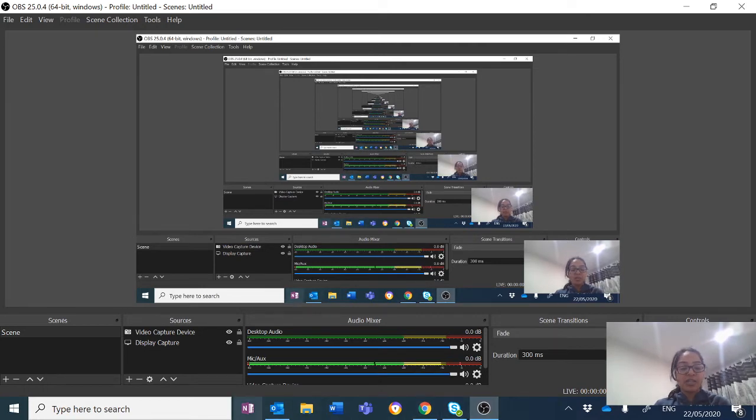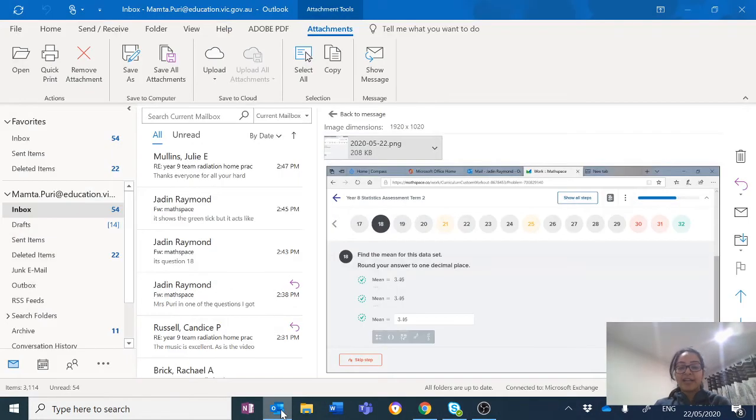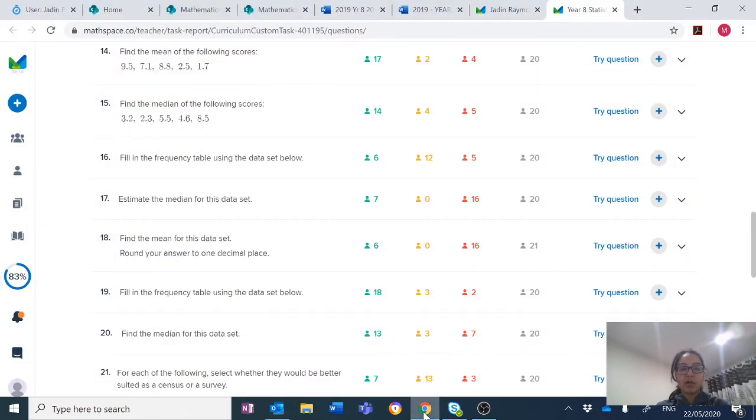Now, let me show you the email which I have got from your side. It says that you're struggling with question number 18, finding the mean for this data set on your screen. What I've done is I have gone to your Mathspace account, and I've got access to question number 18, as you can see here on my screen. Now I'm going to try this question in front of you.